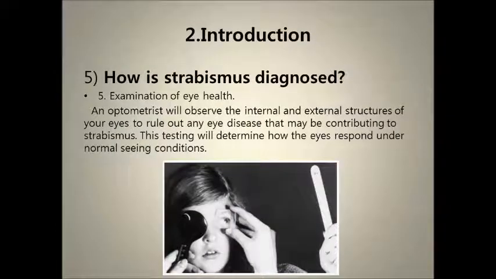Examination of eye health. An optometrist will observe the internal and external structures of your eyes to rule out any eye disease that may be contributing to strabismus. This testing will determine how the eyes respond under normal seeing conditions. For patients who cannot respond verbally, or when some of the eye's focusing power may be hidden, your optometrist may use eye drops. The eye drops temporarily keep the eyes from changing focusing during testing.